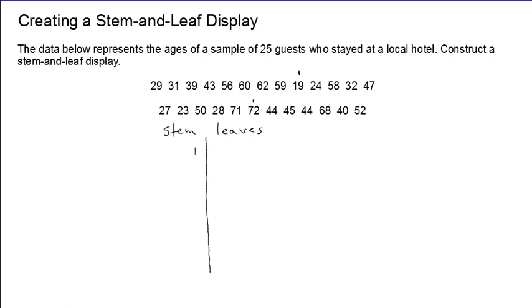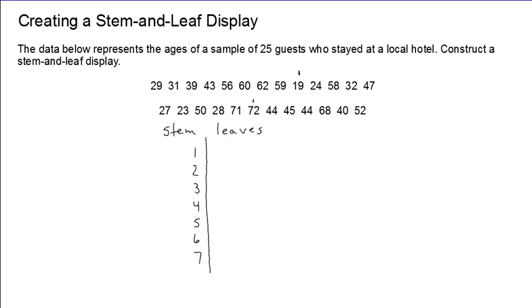My first stem is going to be 1 to represent all of my data in the tens, and then a stem of 2 for all the data in the 20s, and then a stem of 3 for the 30s, 4 for the 40s, 5 for the 50s, 6 for the 60s, and last but not least, 7 for the 70s. And then we create our leaves by the second digit in this case. Typically, in stem and leaf displays, you put your data values in number order. So what I mean by that is this.